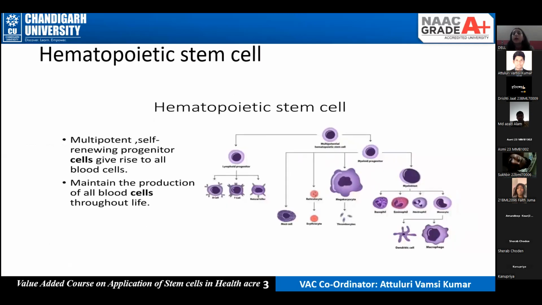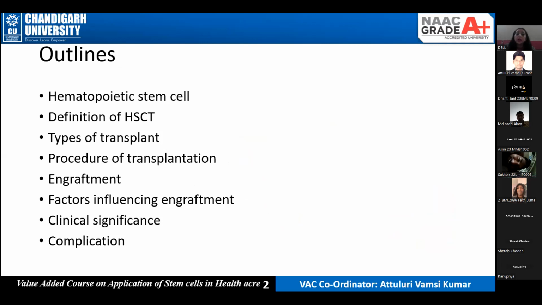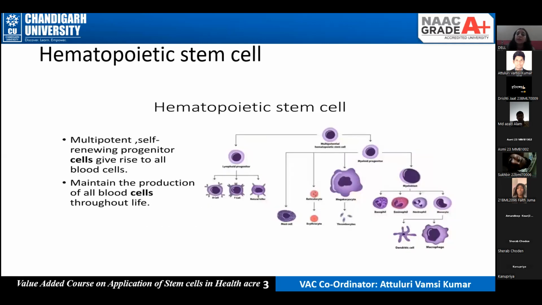So, are all of you aware of what hematopoietic stem cells are? Hematopoietic stem cells are multipotent, self-renewing progenitor cells, and they give rise to new blood cells. They maintain the production and proliferation of all the blood cells throughout our lives.